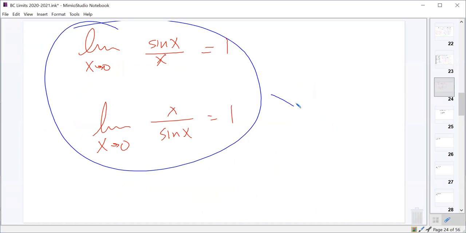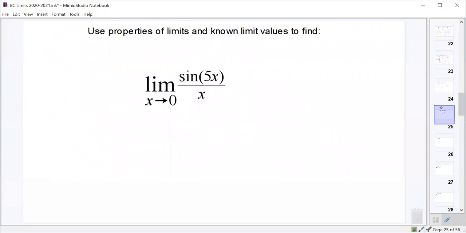Even though I know you can use L'Hopital's rule for them, make sure you have them memorized, because sometimes trig limits and L'Hopital's rule don't work out real easily. Sometimes they do, but not always. So it's good to just know those rules and be able to manipulate the limit to one of those situations. All right, let's do another one. Or let's do a problem here using that rule.